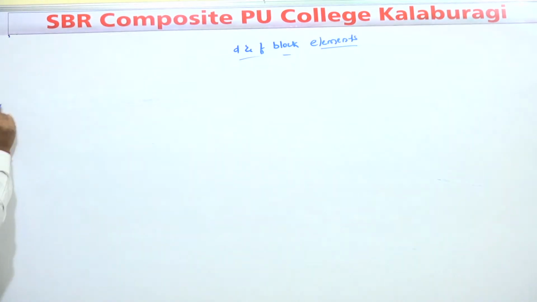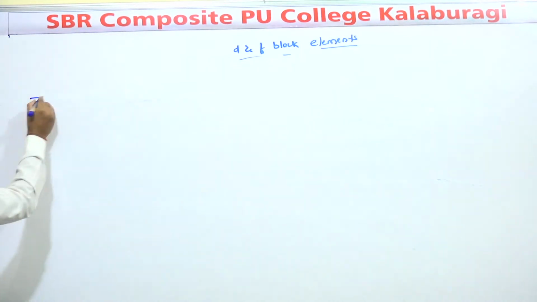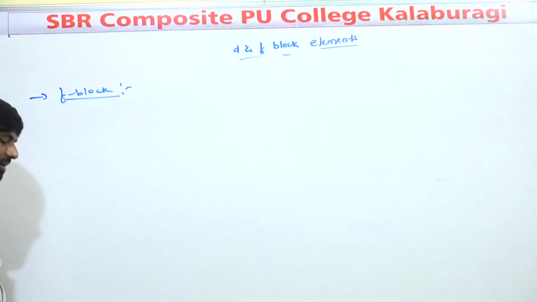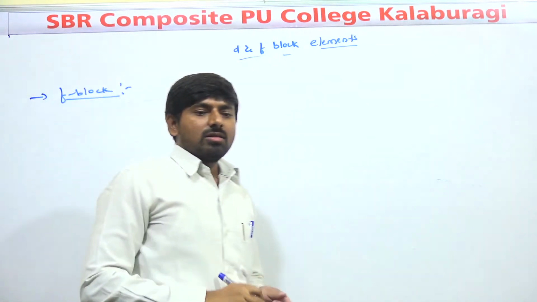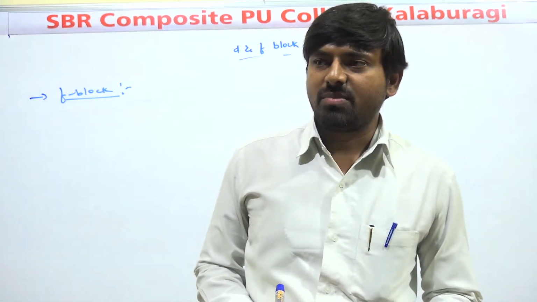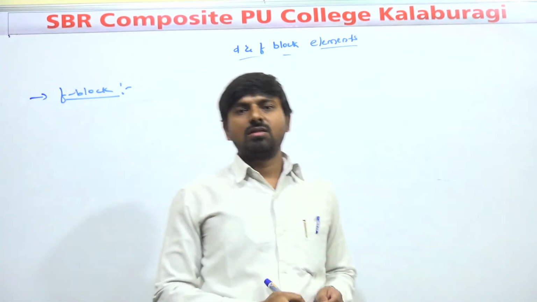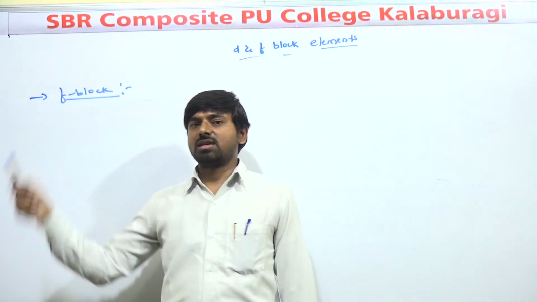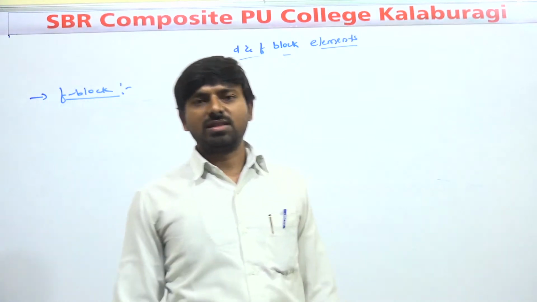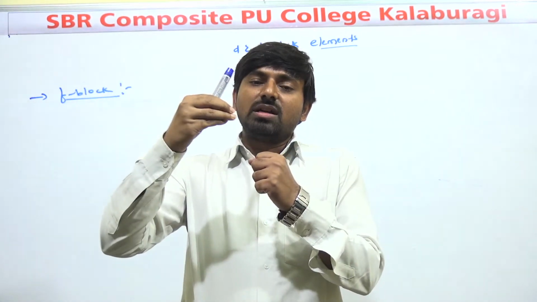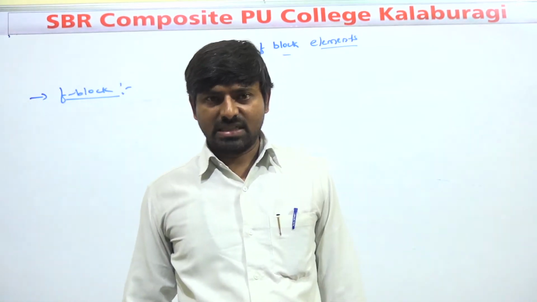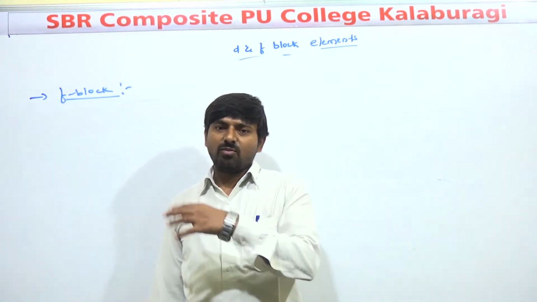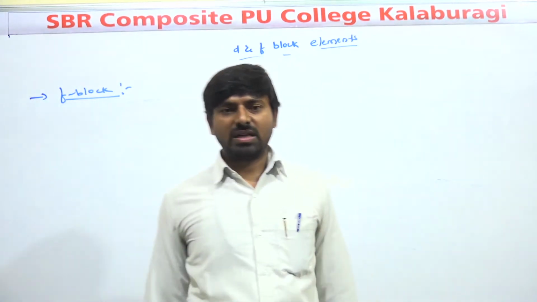Now here D block ends and F block starts. Now what does F block mean, where is it placed in the periodic table? First, why is this block called F block? The reason is the last coming electron enters the F orbital. It is because of this that it is called F block. This F block is placed at the bottom of the periodic table.